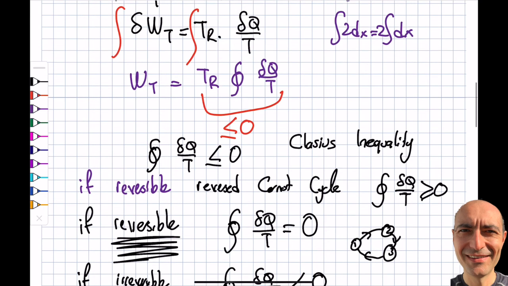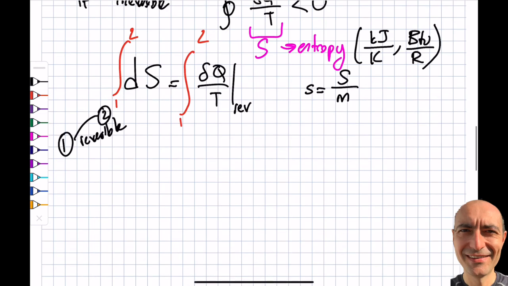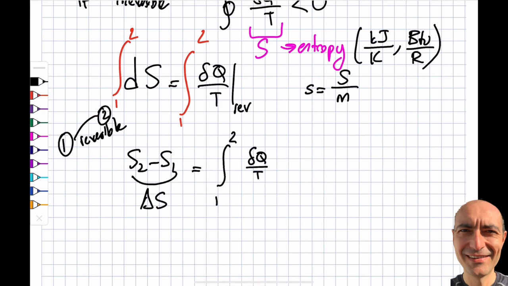Where's dS? I forgot. Right here. It's the same thing over here, so I'm going to get S, going from S2 minus S1, right? That's what I'm going to get, S2 minus S1, and I'm going to call this delta S. It will be equal to the integral from 1 to 2 of del q by T reversible, okay?